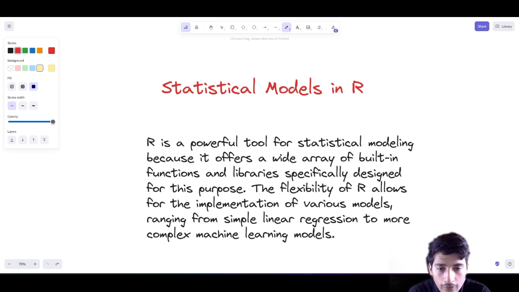The main reason R is used for statistical modeling is because it already provides you built-in functions and libraries to train on this, and the flexibility of R for the implementation of various models, ranging from simple linear regression to more complex models. You could easily do this in the R language. Now let us look at some key concepts.